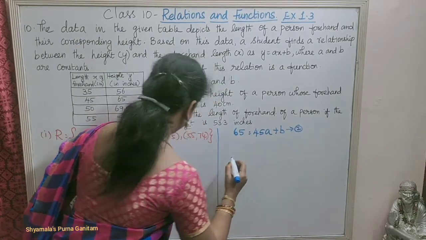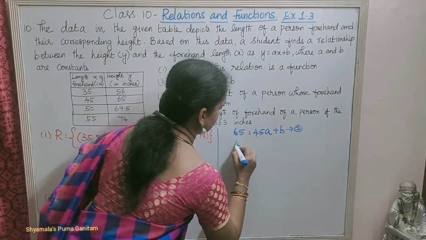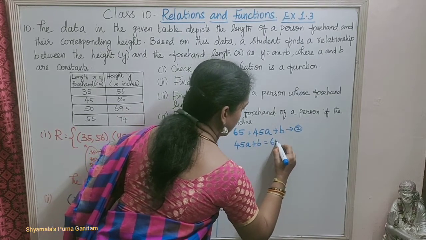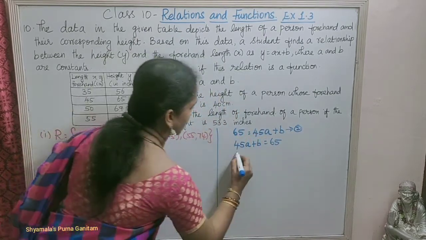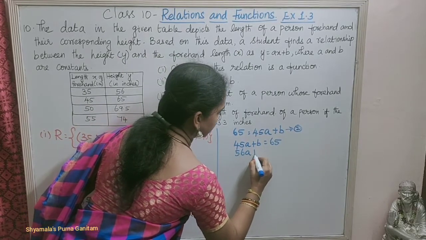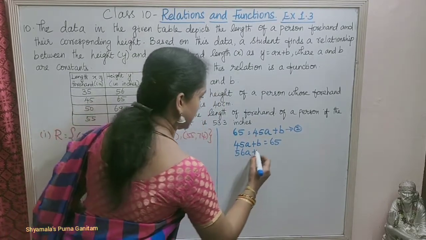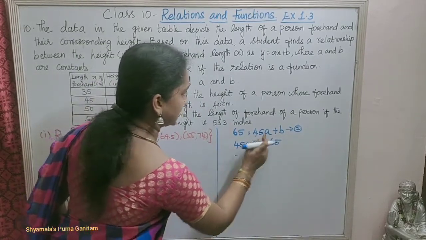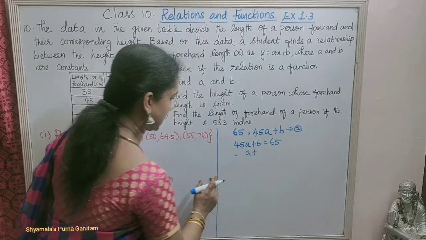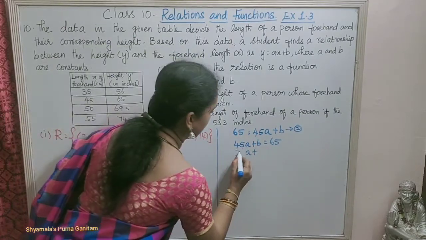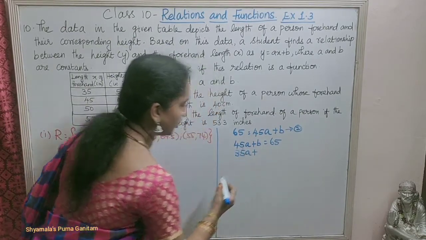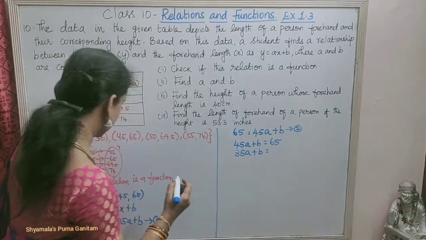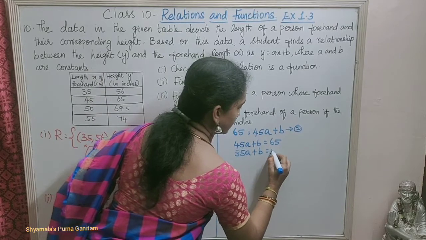Okay. So 45a plus b is equal to 65. This one. And the other one is 35a. This is 45a plus b is equal to 65. The other one is 35a. The same thing only, I am just interchanging and writing. 35a plus b is equal to 56.